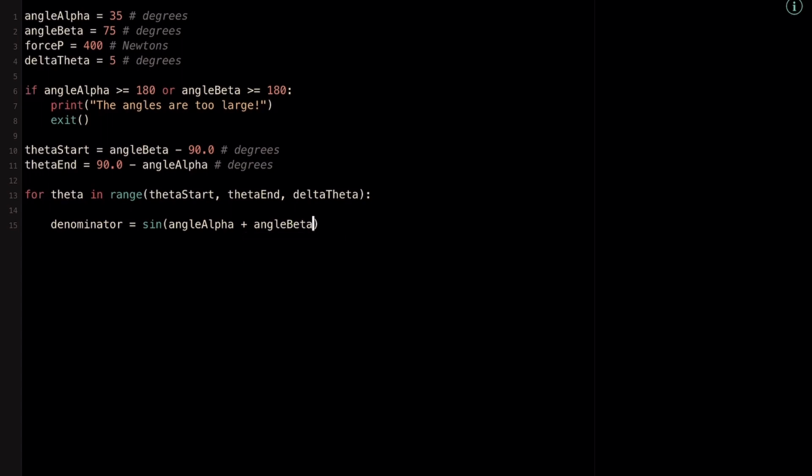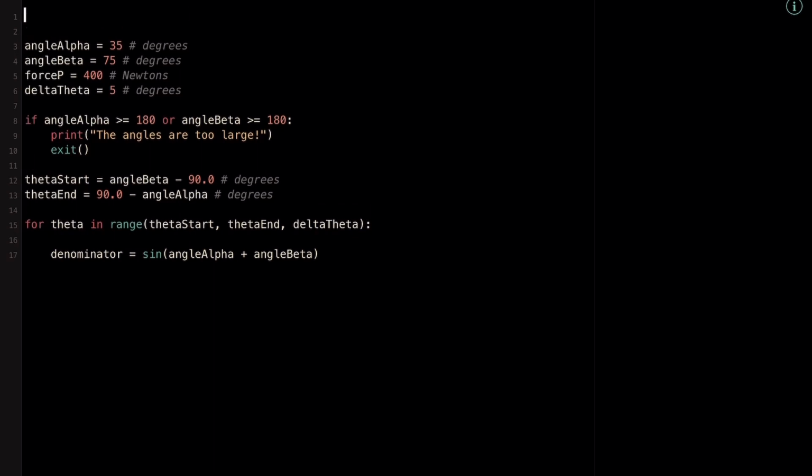Now, be very careful here. If we try to run the program now, it's going to crash because Python does not know where this sine function is coming from. That's because we forgot to import the math library. So at the very top, I'm going to import math as m, so I can just use the shorthand m. And I can say m.sin of angle alpha plus angle beta. Okay, that is almost there.